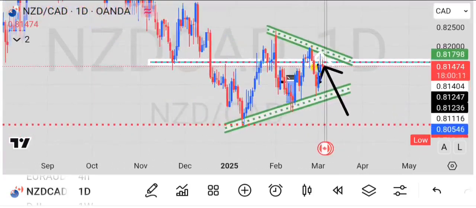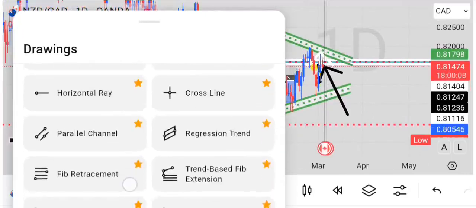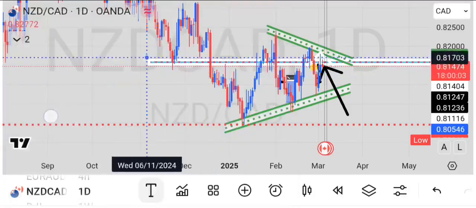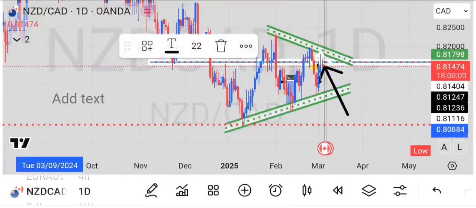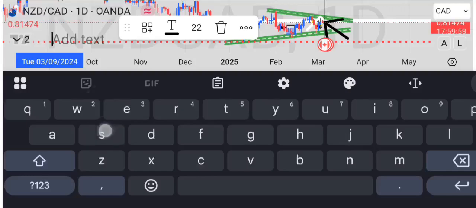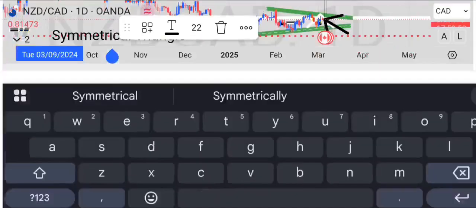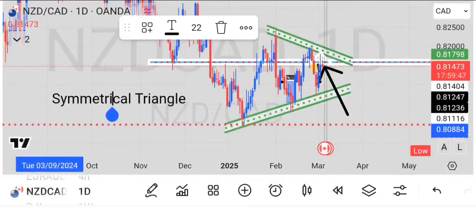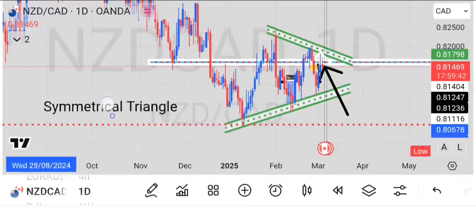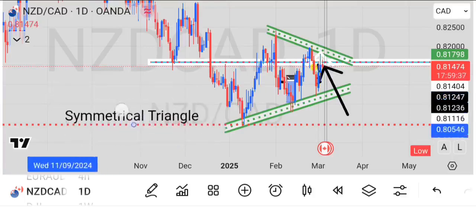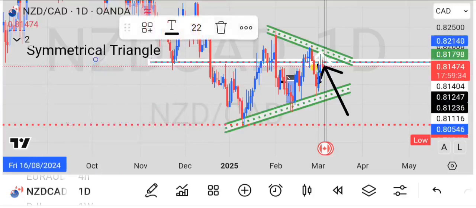As you can see, we are on the daily time frame. Remember, this analysis contains three time frames. So now this is the symmetrical pattern, the symmetrical trend line, the symmetrical triangle.